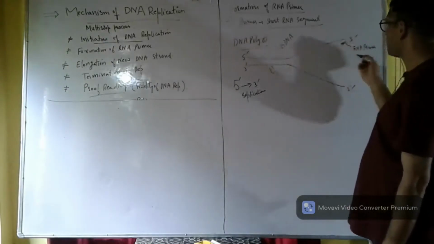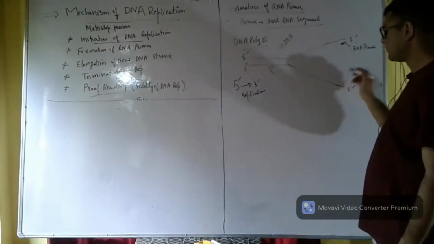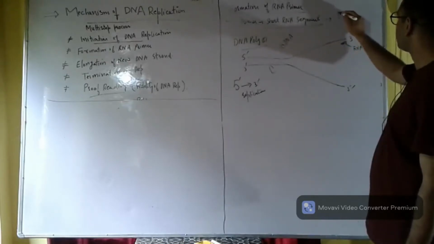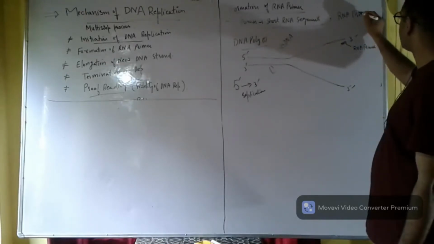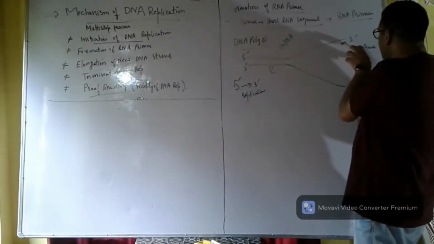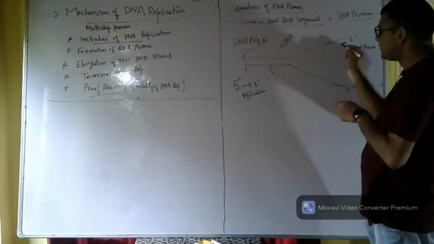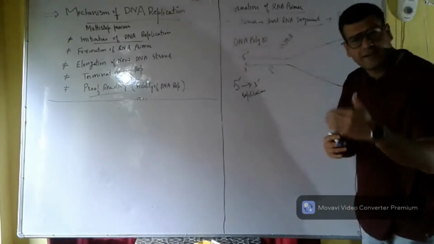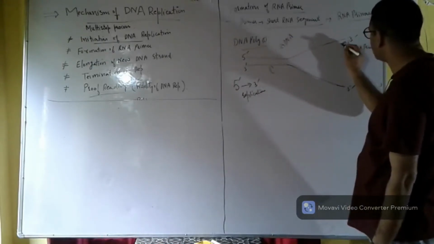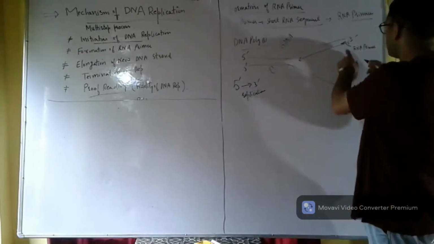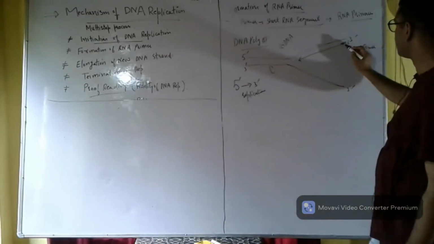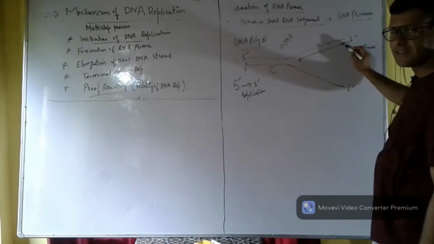This RNA primer is formed by the enzyme RNA primase. This short stretch of RNA is formed by RNA primase. And to this RNA primer, DNA polymerase III can add deoxyribonucleotides. Then it would be like this. It would be the 5' end. Then DNA polymerase will proceed like this. So this is the free end of the newly synthesized DNA.